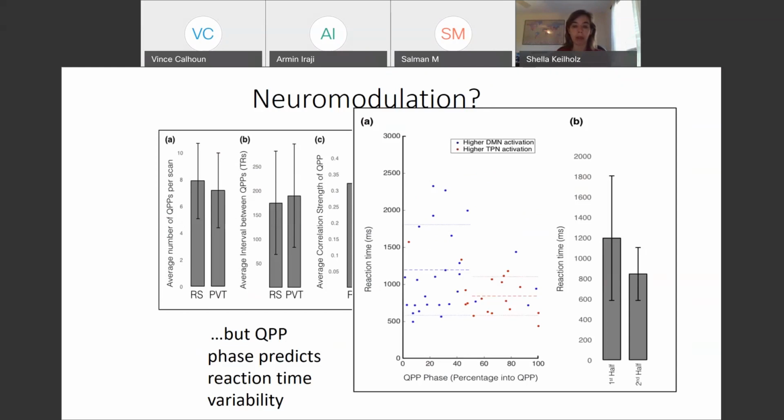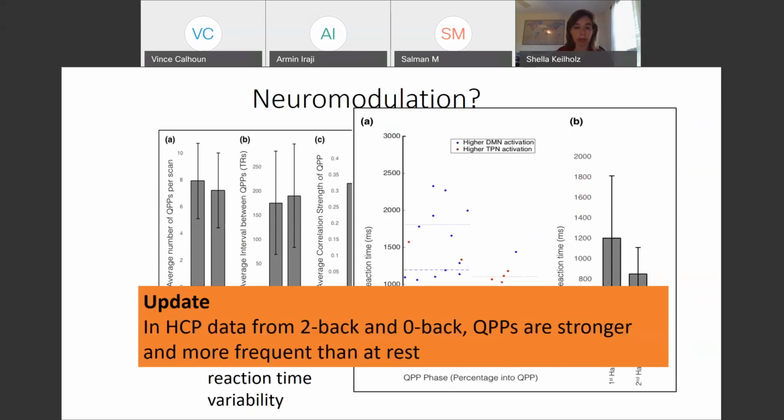So that was encouraging. As an update, I just didn't get it onto this slide yet, but in some HCP data, when we looked at a harder task, or something that requires more continuous performance anyway, we did see that the QPPs are stronger and more frequent than they are at rest. Again, consistent with them reflecting some sort of increased arousal as a person does this task.